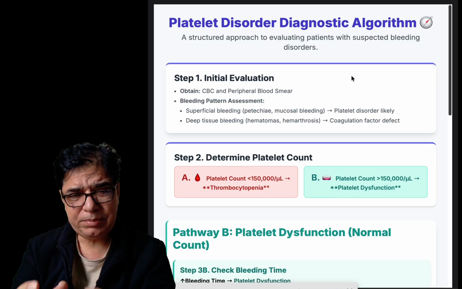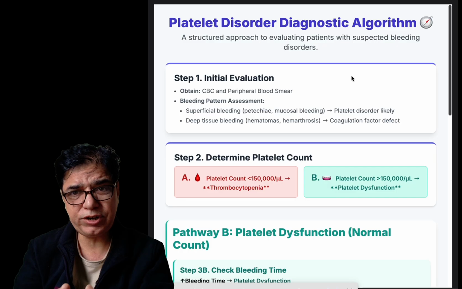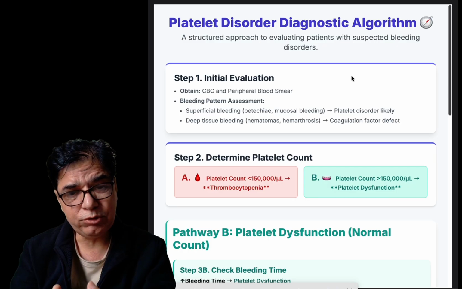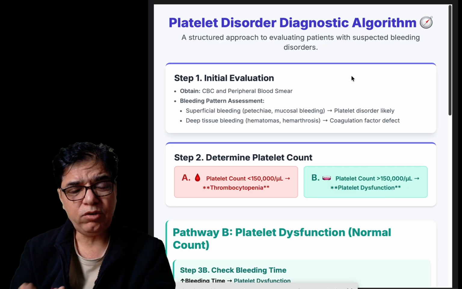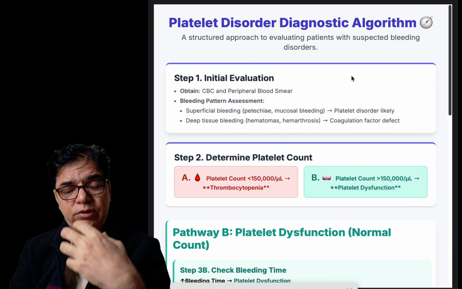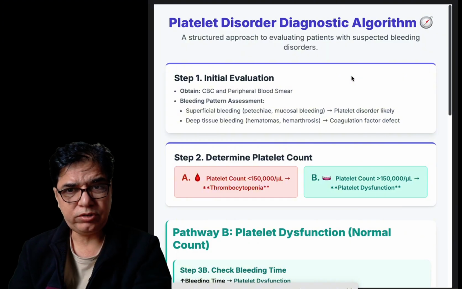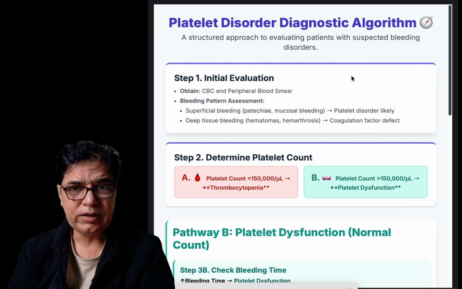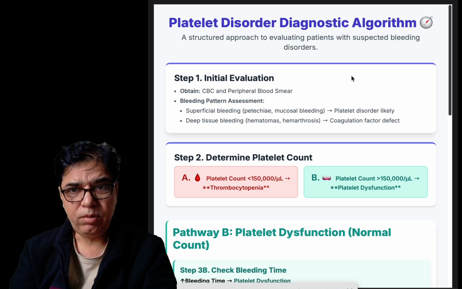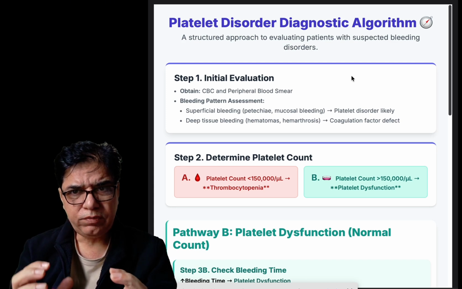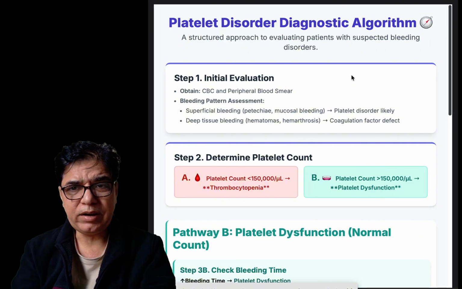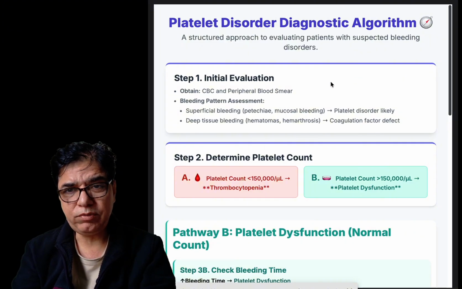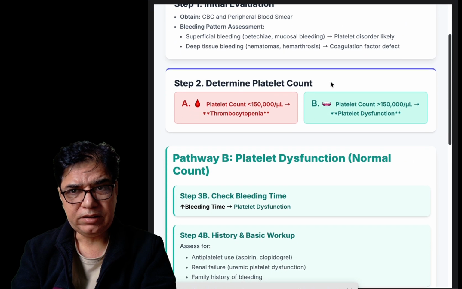So by and large, keep it in mind that based on your clinical assessment, platelet disorders usually present with superficial bleeding. So there's usually a history of mucocutaneous bleeding, while in case of coagulation factor disorders, there is usually a history of deep-seated bleeding in the form of hematomas or bleeding into the joints. So the first step is that you have to take a blood sample, do what we call a full blood count, and look at the smear.